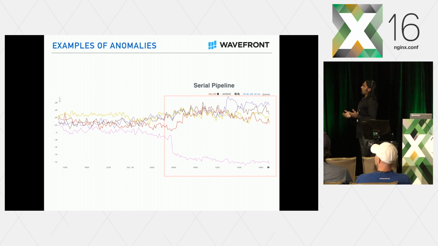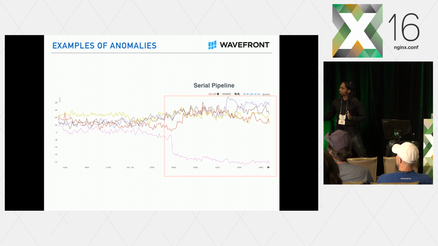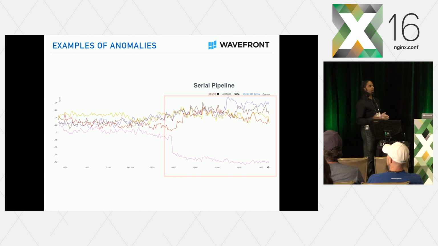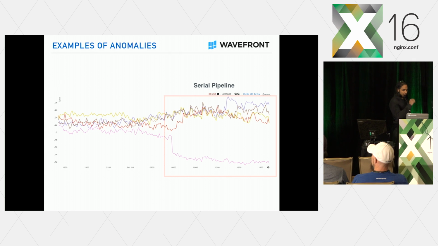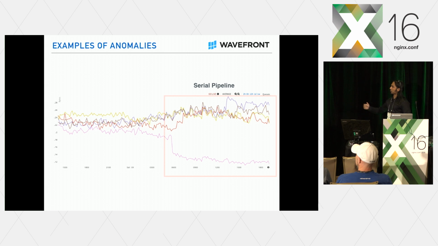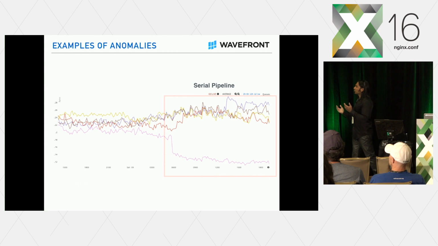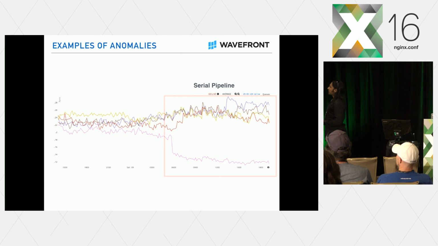Here we have a serial pipeline. A lot of our customers have this. They have a pipeline of data. Data goes through the pipeline. They have throughput rates at each stage of the pipeline. And you can see the pink line at the bottom is the output, the final stage of throughput, right? And it drops way down. And the rest actually drive up, right? We have a stall in the pipeline. Points are getting dropped or getting delayed for some reason.